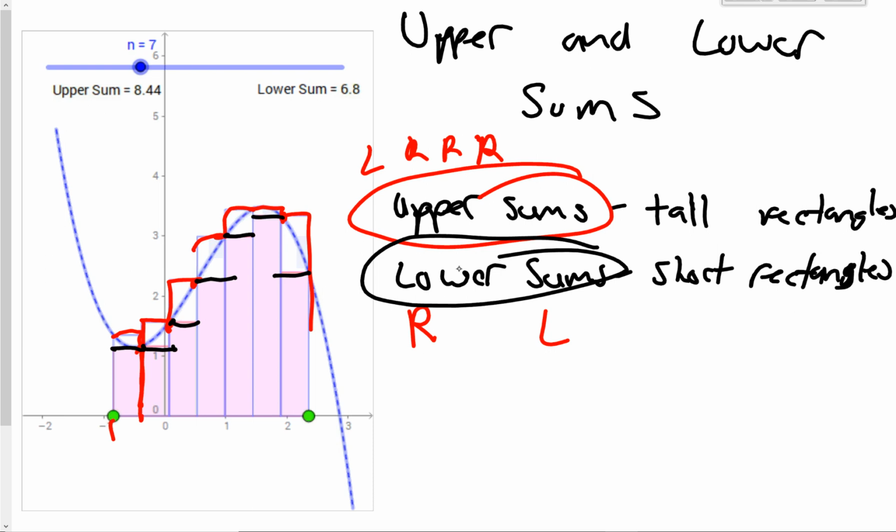Okay, so if it's after pure upper and pure lower, that means you could take some from the left rectangles, some from the right rectangles. It might be a mixture there.